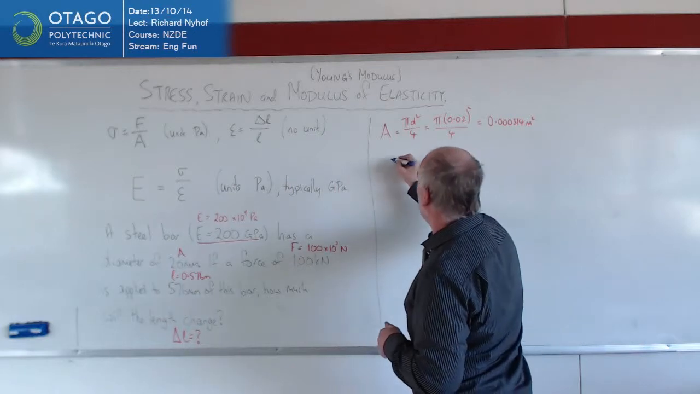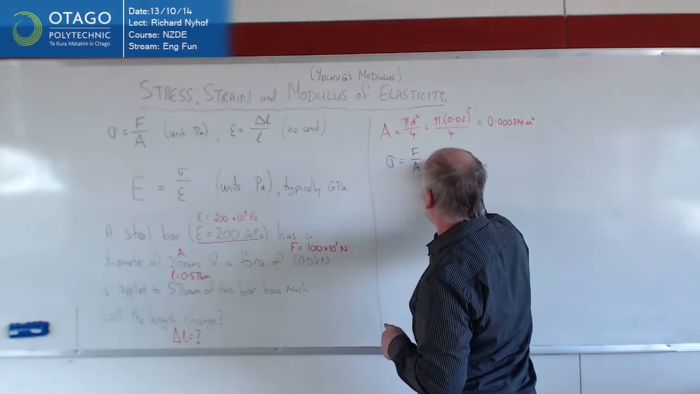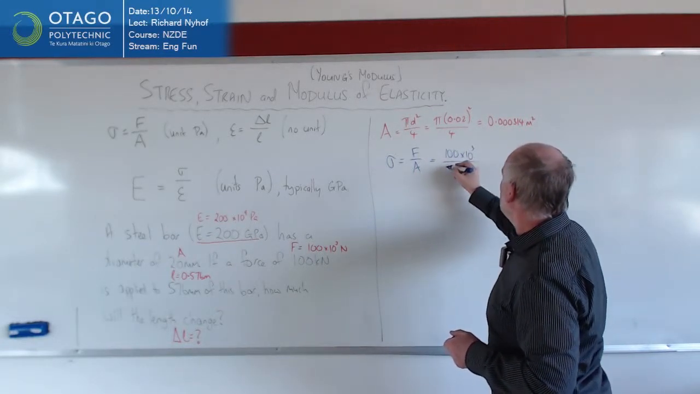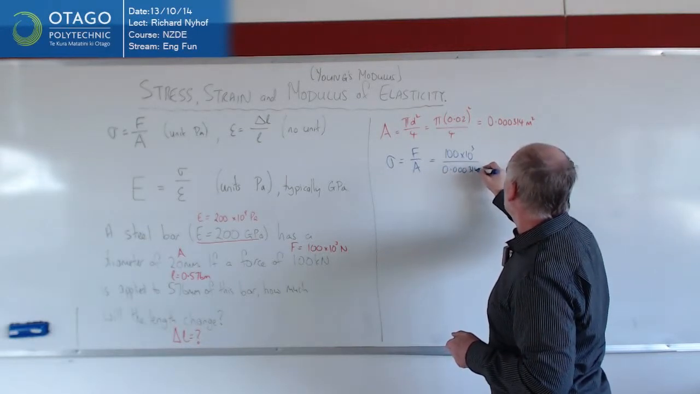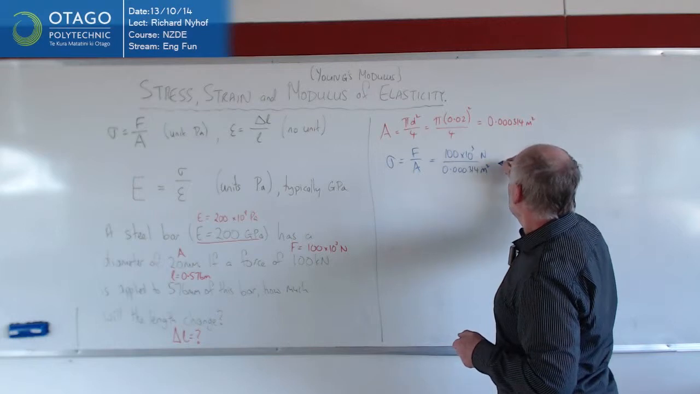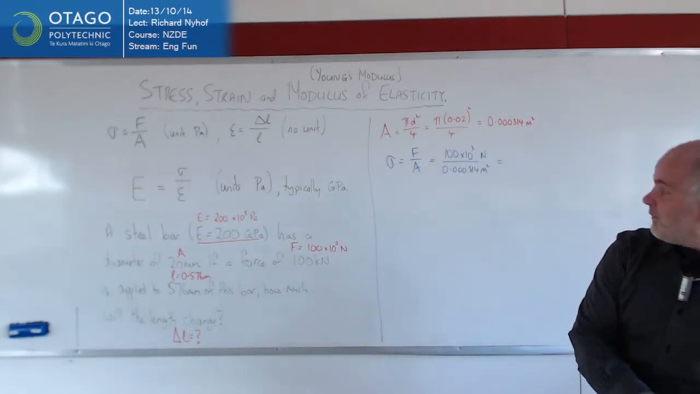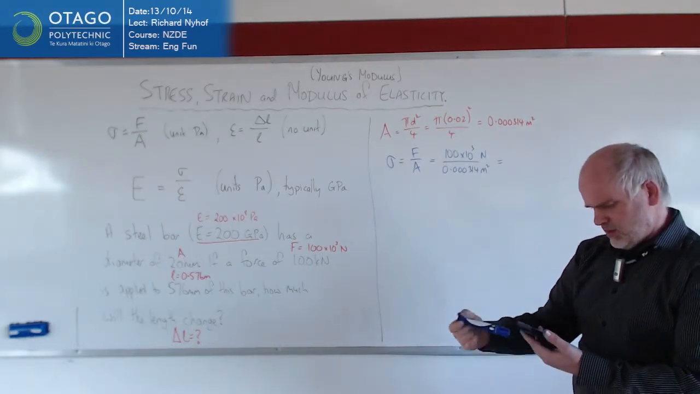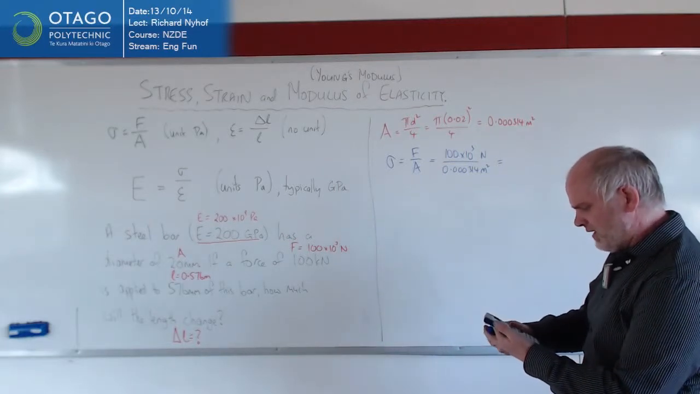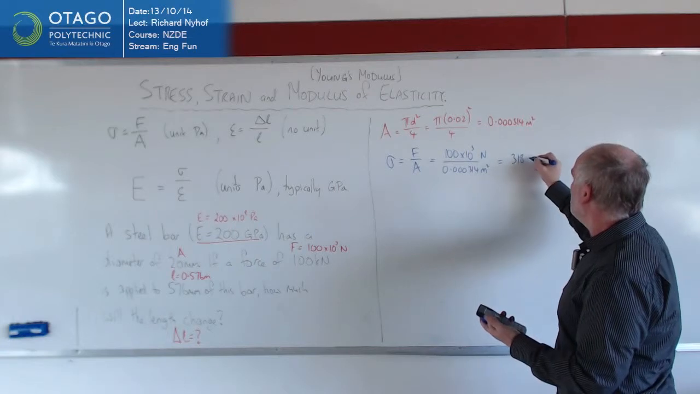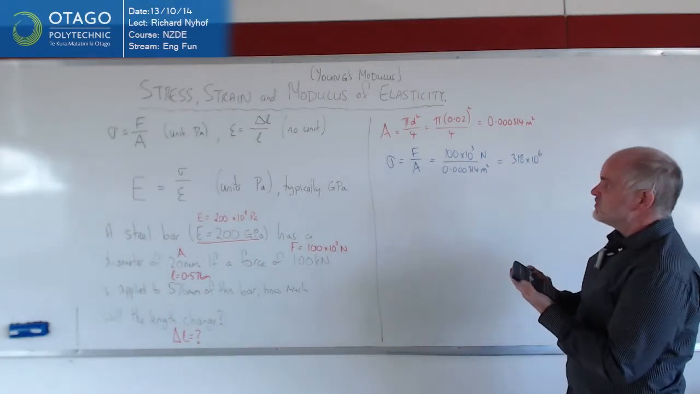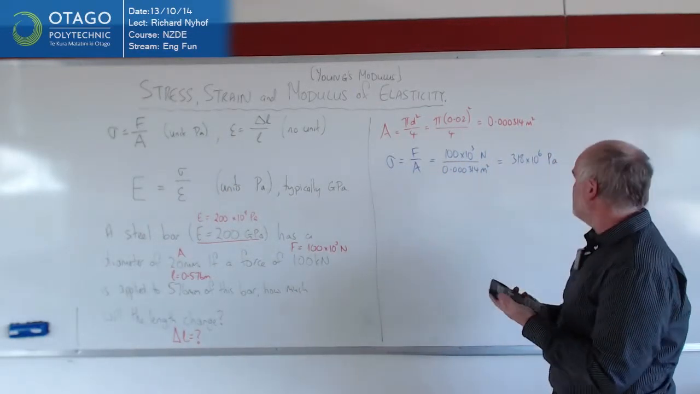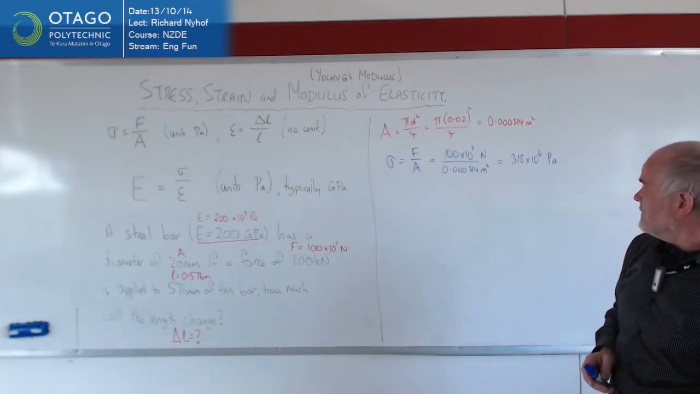So let's start with stress is force divided by area. Force is 100 times 10 to the power of 3. Area is 0.000314. So I push the buttons on the calculator. I'm going to come up with 100 times 10 to the power of 3 divided by the answer I had before, which is a really big number. 318 times 10 to the power of 6. Stress is in pascals. Okay, so that's great. I've managed to work out the stress.